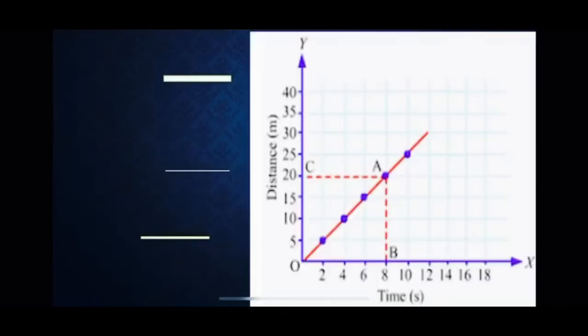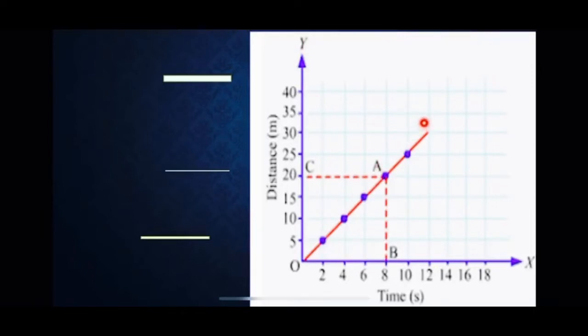See this graph. Here time is taken on the x-axis, and the distance is taken on the y-axis. Since the object is in uniform motion, we will get the distance time graph as a straight line. Here you can see that it is a straight line.